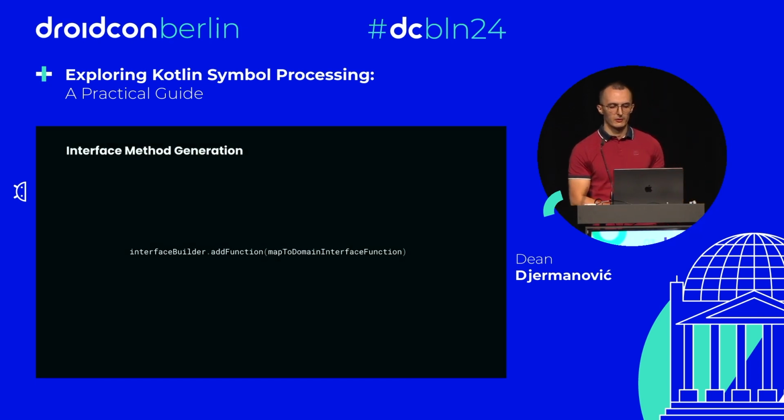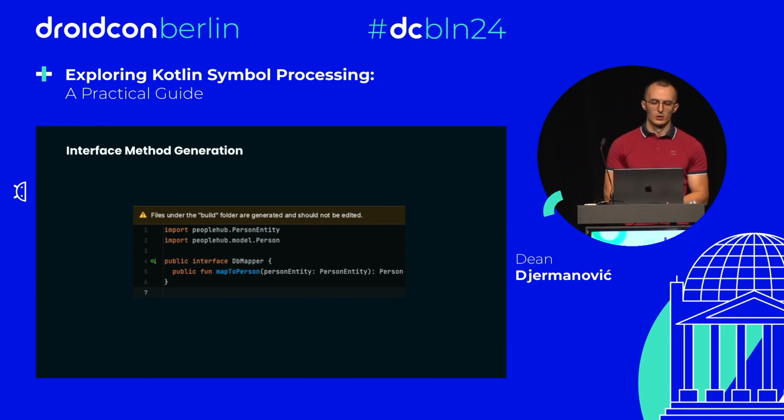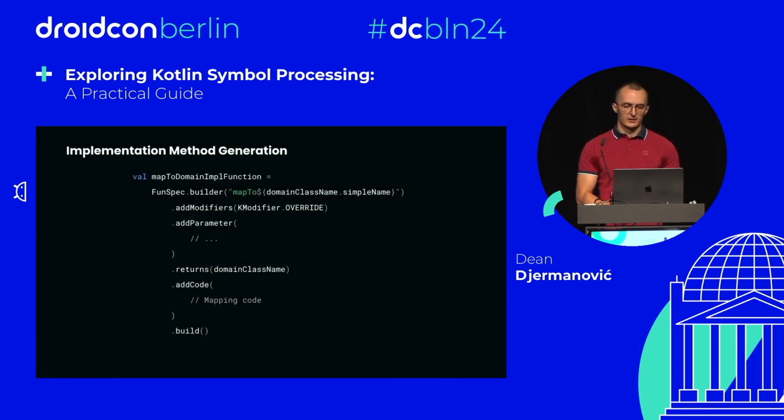And when we have a funspec instance, we can add it to our interface builder by using add function on the interface builder. Of course, we have to do this before we write our interface builder into a file. And if we build our code now, we are going to see that our generated mapper interface contains map2person method. So we also need to add the same method to our implementation class as well.